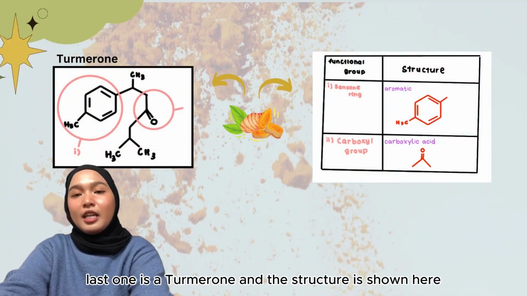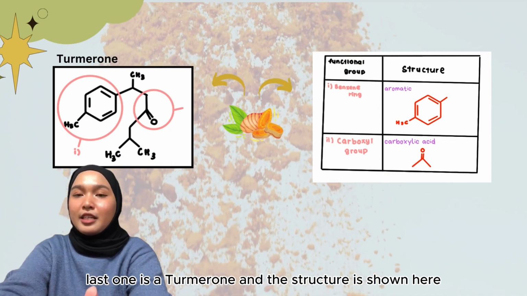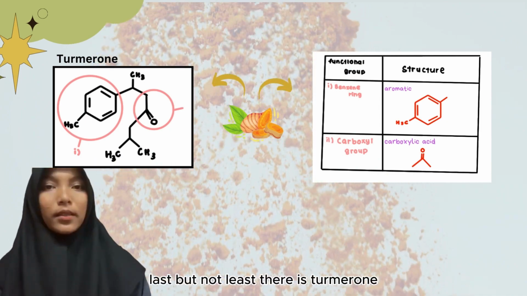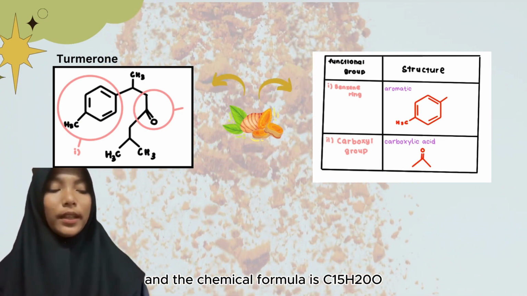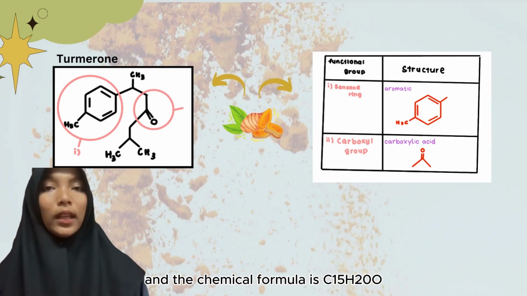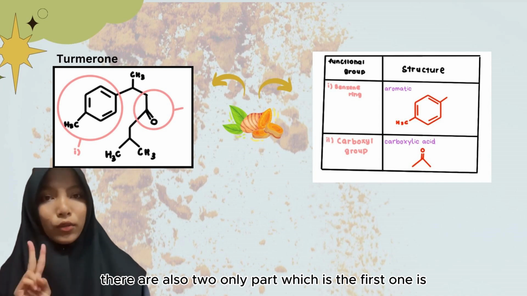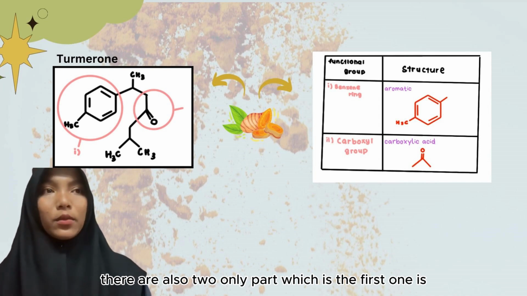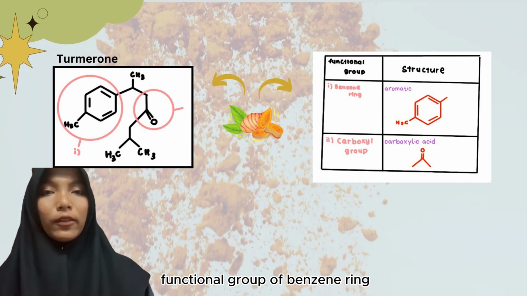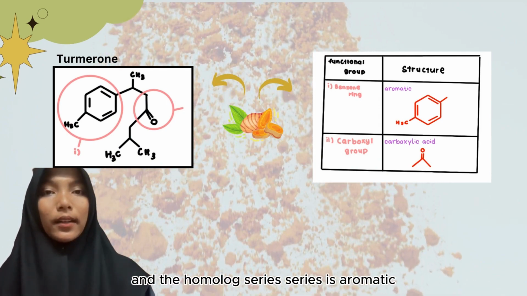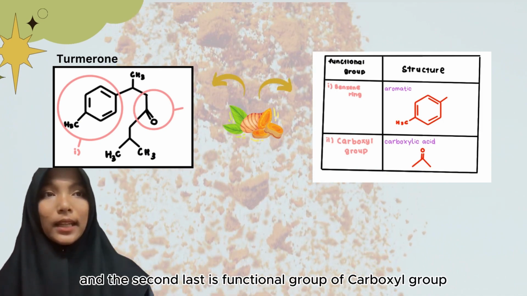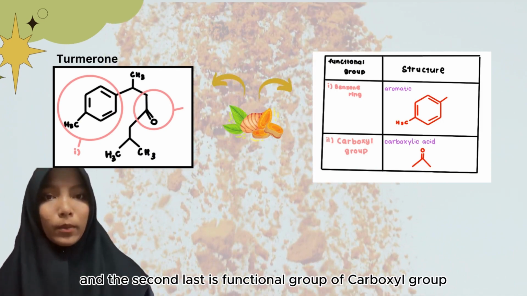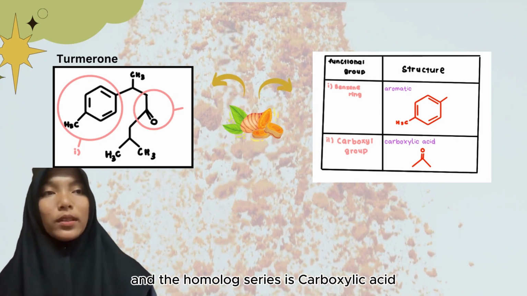The last one is turmerone, and the structure is shown here. Last but not least, there is turmerone. The chemical formula is C15H20O. Okay, there are also only two parts. The first one is the functional group of benzene ring, and the homologous series is aromatic, and the second, last, is the functional group of carboxyl group, and the homologous series is carboxylic acid.